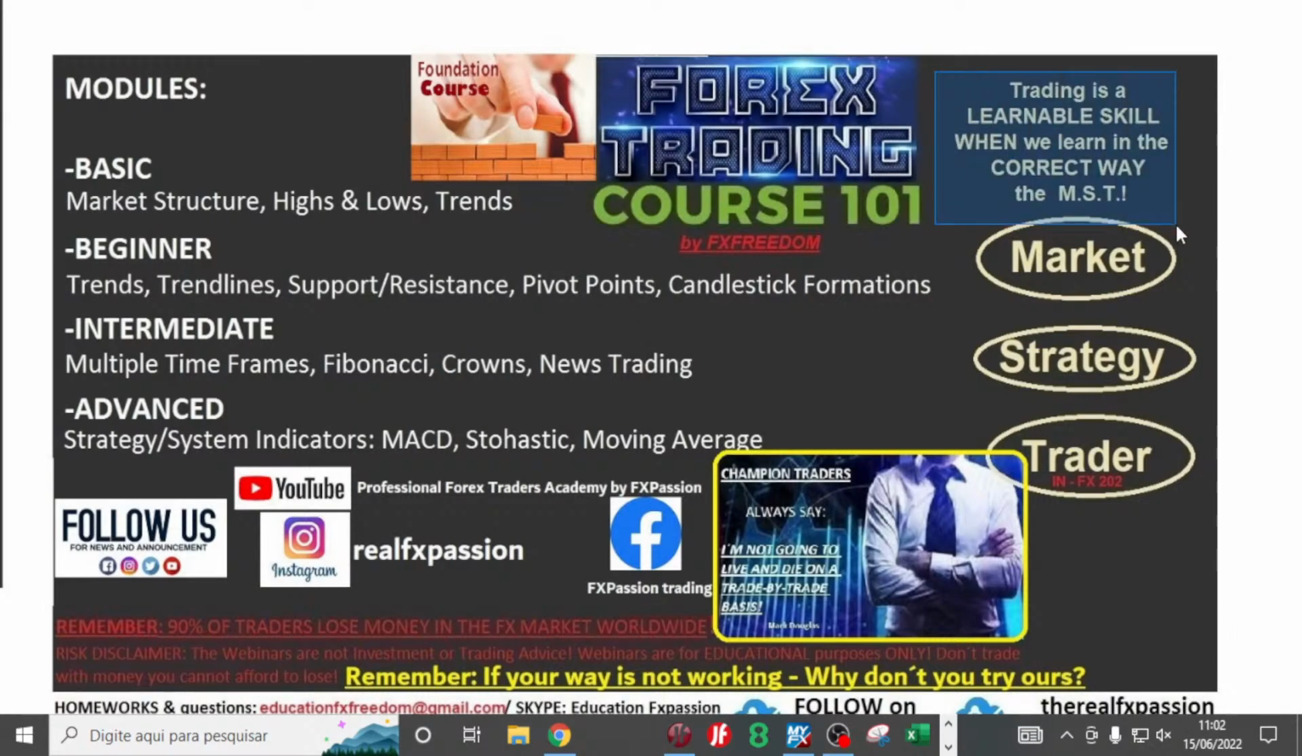Remember everybody, trading is a learnable skill when we learn the correct way. The three pillars. Pillar number one is the market, and we're trying to learn about the market with the basic module, market structure, highs and lows, beginner module, support, resistance, pivot points, candlestick formations, and we are in the intermediate module learning about the Fibonacci's. Pillar number two is the strategy, which we talk about more in the advanced module, and as always the big one, it's called the trader, which we talk about more in the Forex course 202.